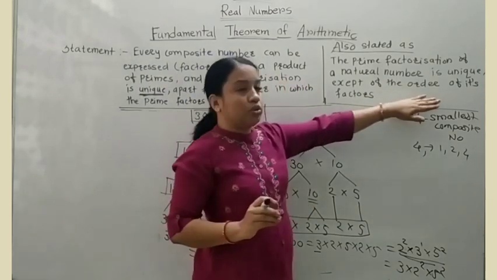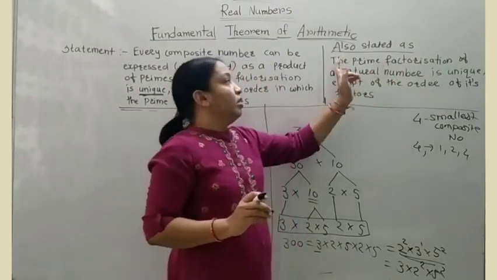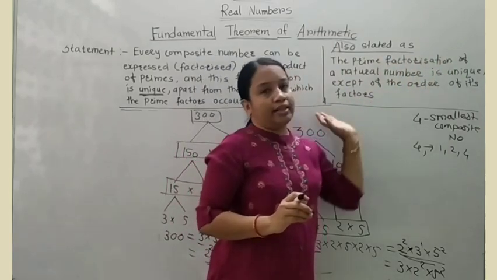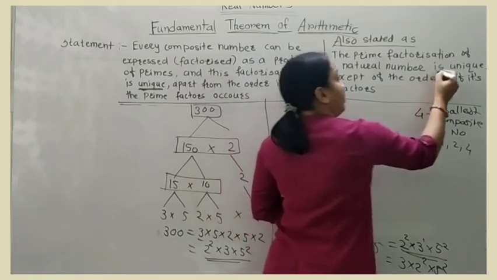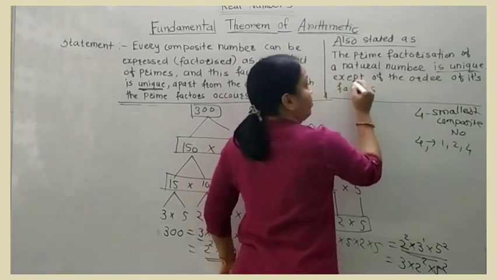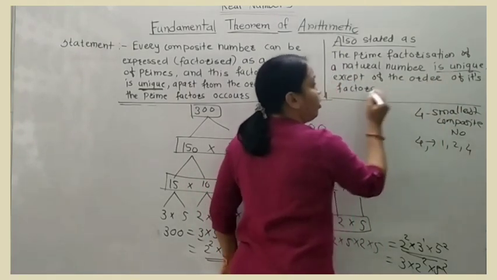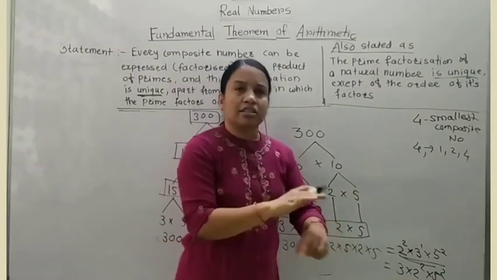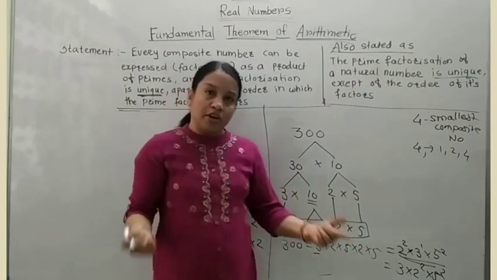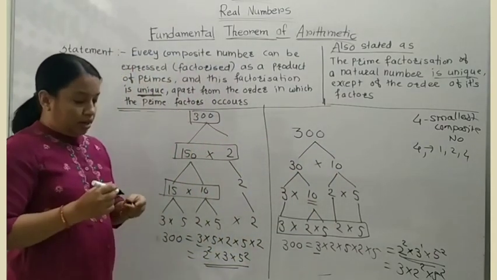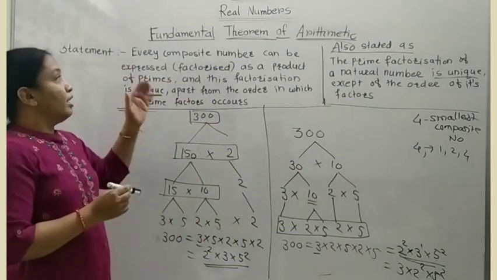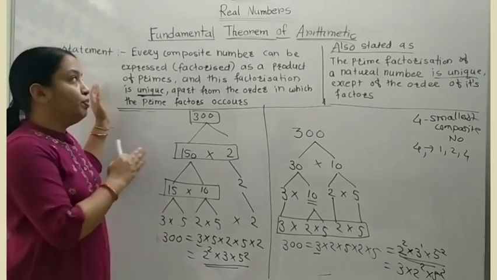Now it can also be stated like this: the prime factorization of a natural number is unique, except for the order of its factors. That means the factors can be arranged in a different way, but the factors are the same. If you observe this example, you can see how familiar we already are with this statement.